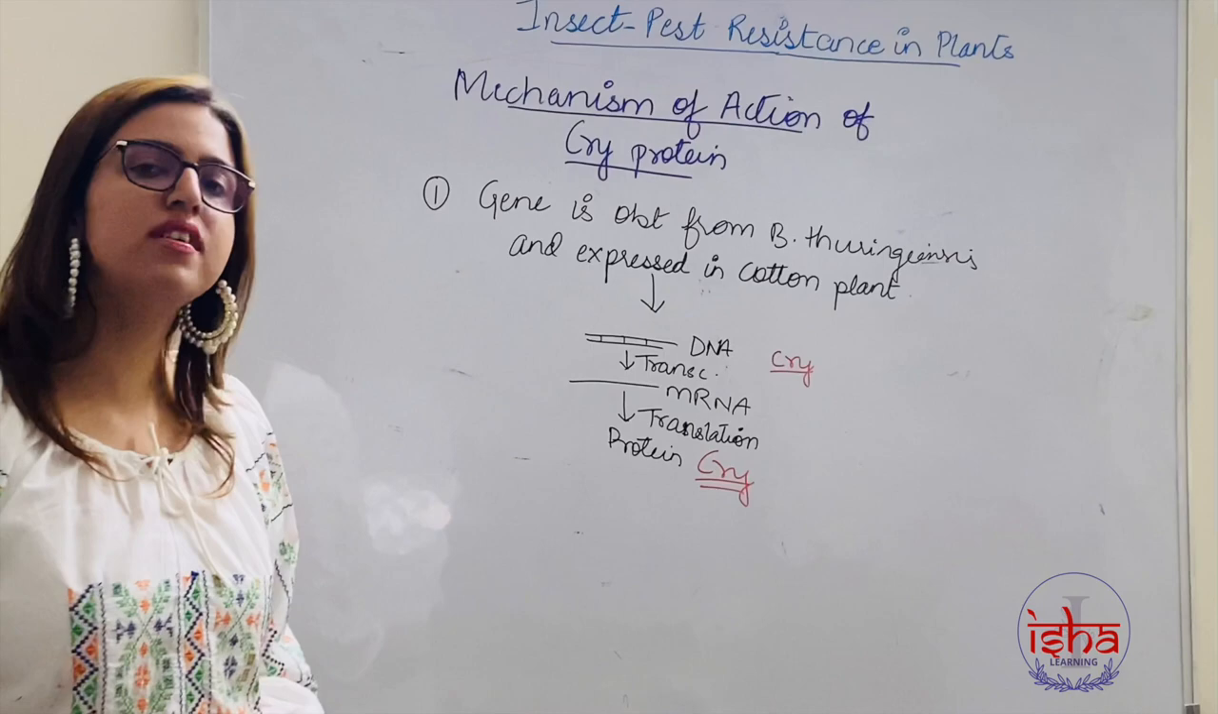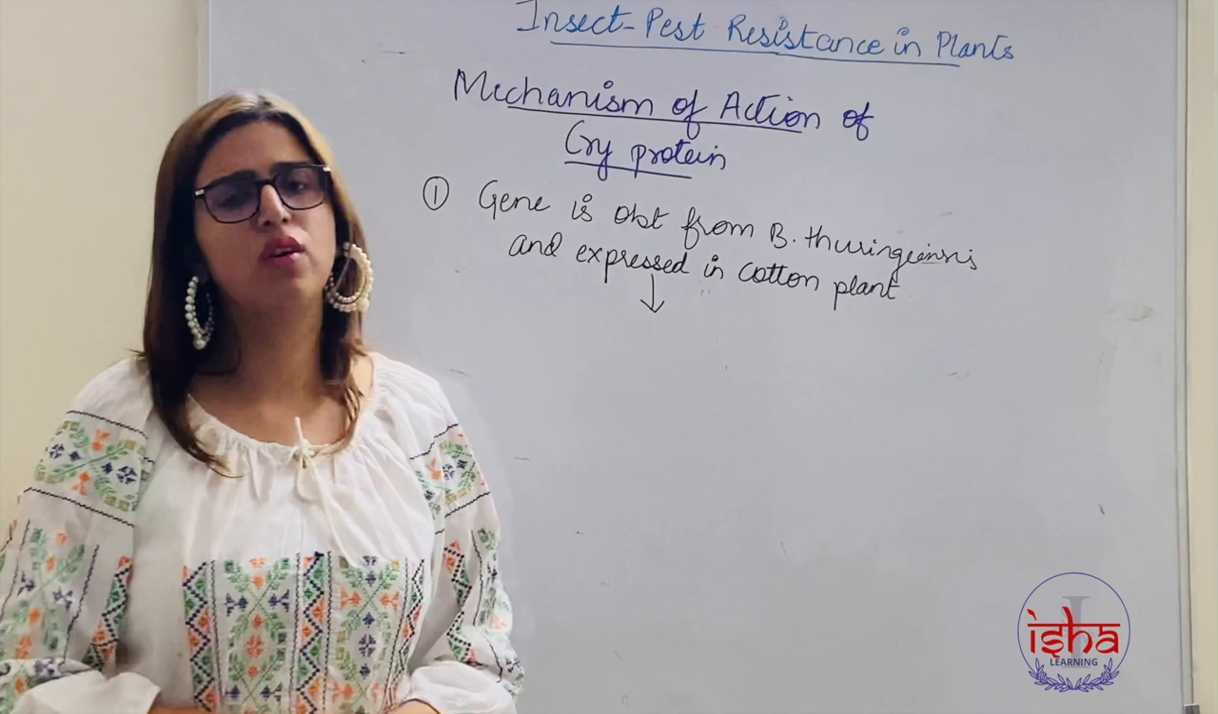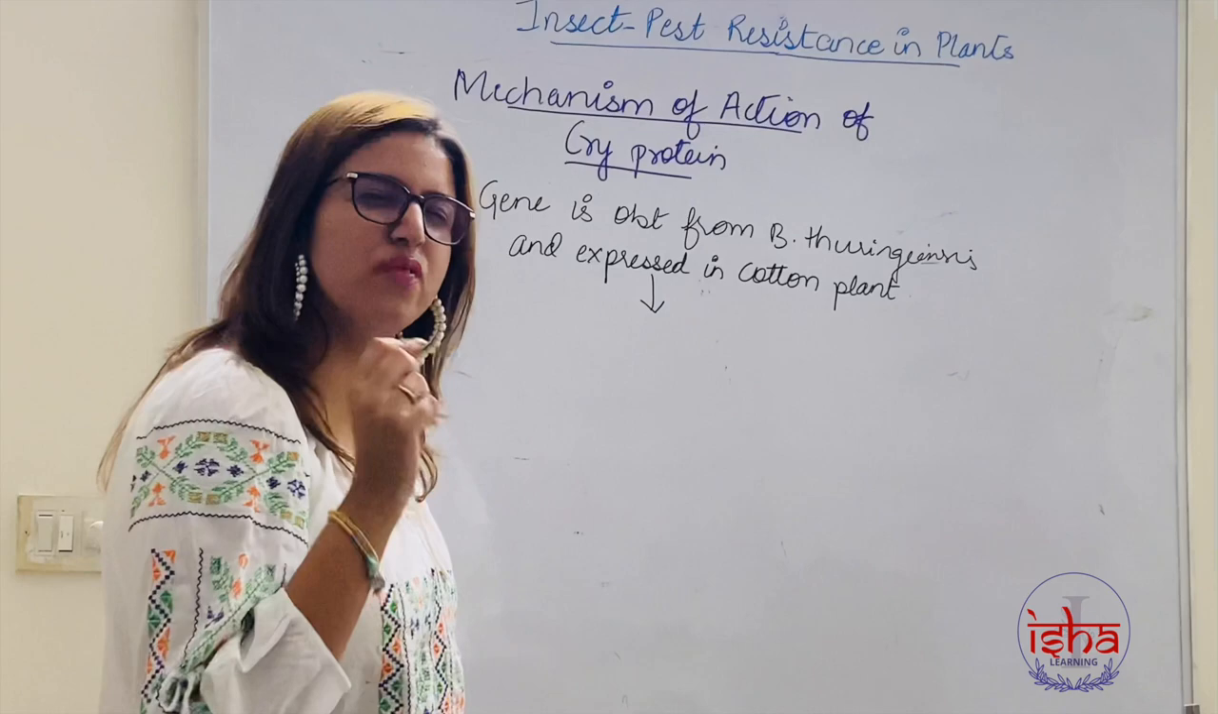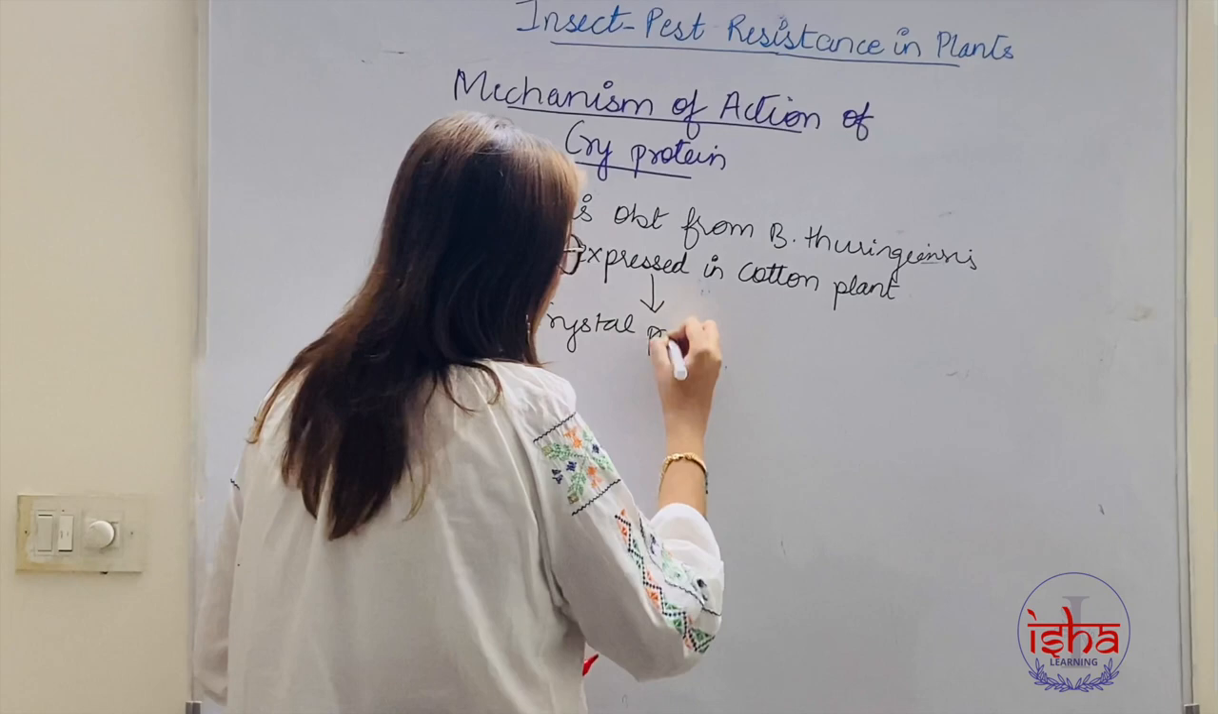What is this crystal protein now doing in the plant? That is important to understand. A question that might come to your mind is that this crystal protein is an endotoxin, so why is this endotoxin not harming the plant? The reason behind that is very interesting. Nature has a buffer for almost everything. So this crystal protein is produced as a prototoxin.